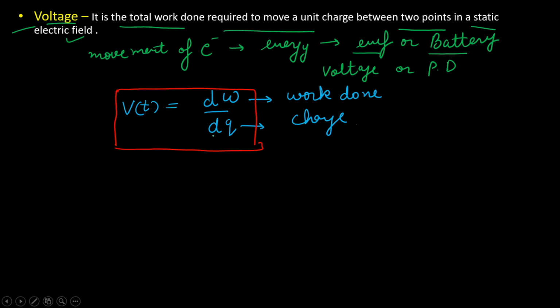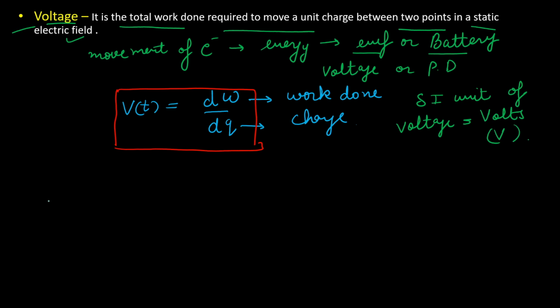The next point we have is the SI unit. The SI unit of voltage is volts, expressed by the symbol V. It is also measured in joules per coulomb. So this is another unit for measuring the voltage.